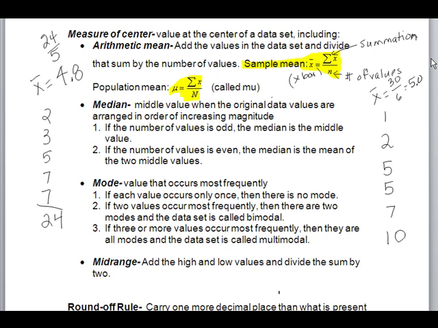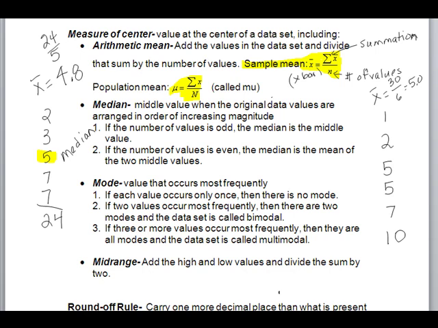The median, in order to find the median, you have to first arrange the numbers in order of increasing magnitude. So you can see these I've arranged 2, 3, 5, 7, 7, and 1, 2, 5, 5, 7, 10. Okay, so if the number of values is odd, like we have in the left-hand margin, we have 5 values, then the median is the middle one. So our middle one is 5. So that's going to be our median. So if we have an odd number of values, the single middle one is the median.